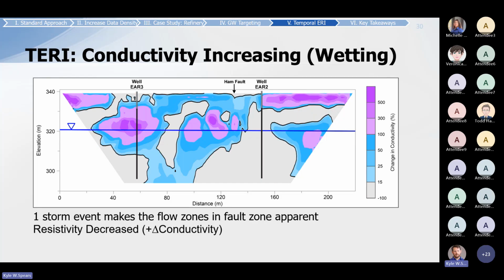So after there's a storm event, we go back out there. Now we can see the recharge pattern across that domain of the aquifer. So again, we see Ham's Fault coming into play, and we see these two zones where it really is migrating vertically through.